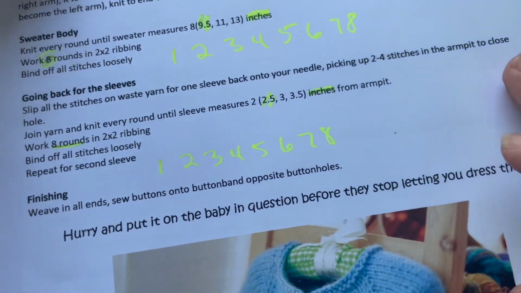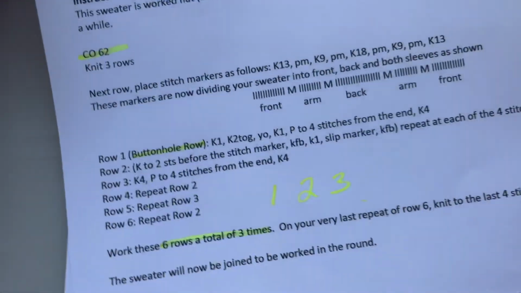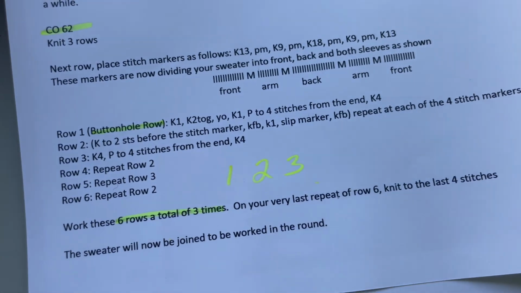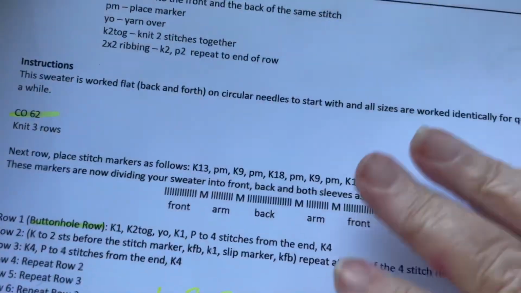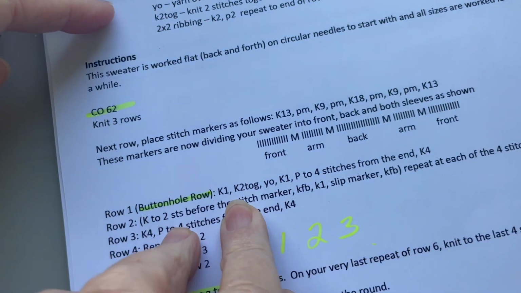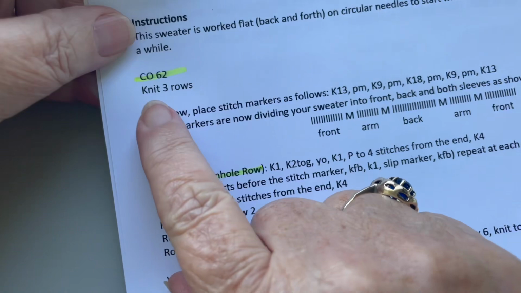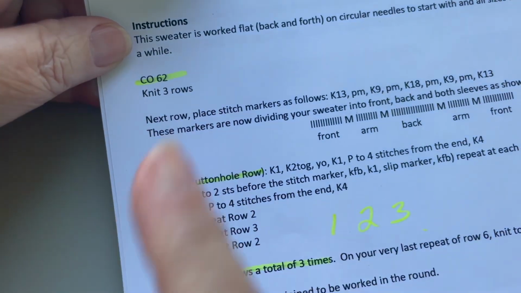So this is an extremely simple pattern, but that gives you an idea of what I'm talking about when you have to do the highlighting of the different things that are going on in your pattern. And you read through that now, and you're like, okay, I'm sort of ready to start this and get it going. And I can at least do cast on 62 and knit 3 rows.